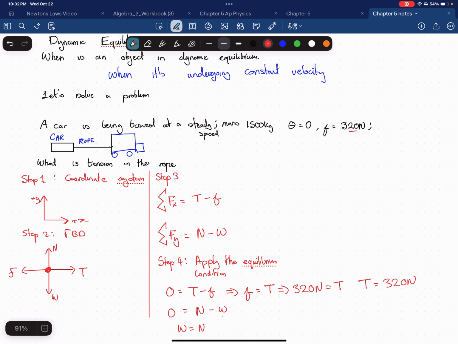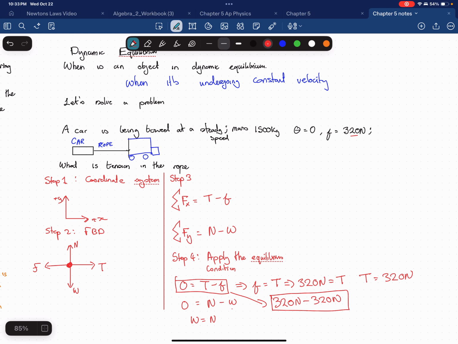So now, if the tension is equal to the friction, they just cancel out, and we have no acceleration in the y direction. So if I look at my equation over here, I'm just going to say 320 newtons minus 320 newtons. And it works. It's 0. You see that, guys? A mathematical description of natural phenomena right now.